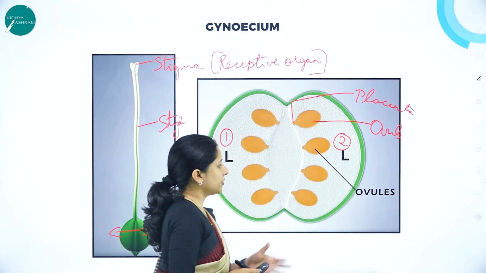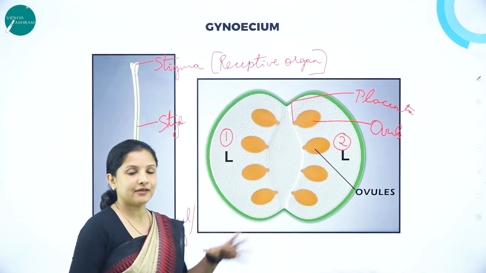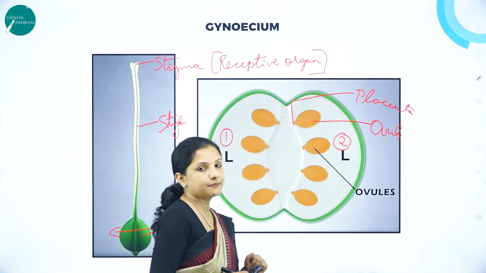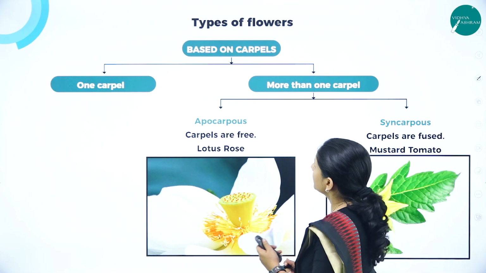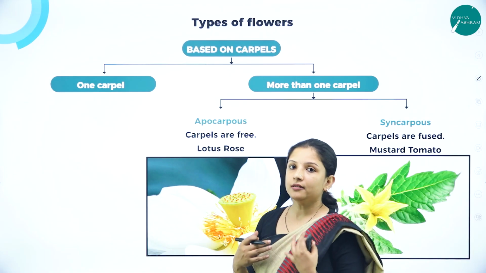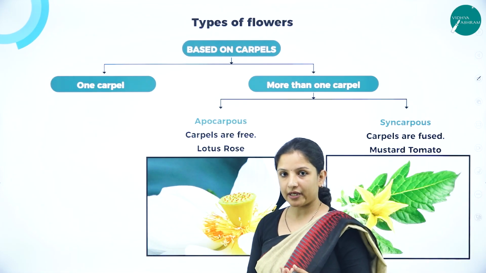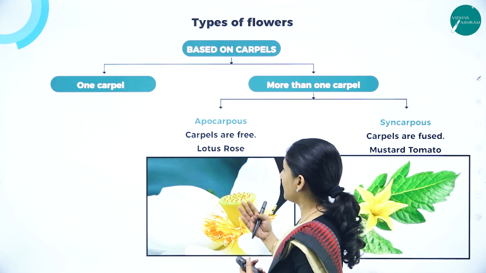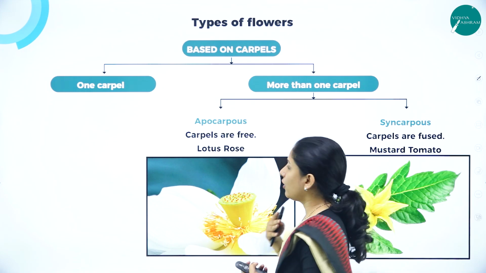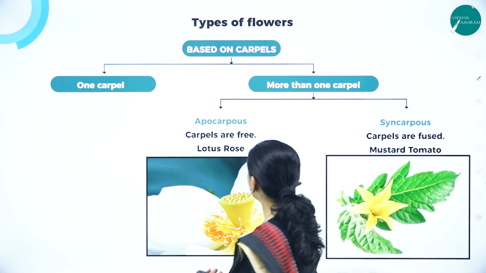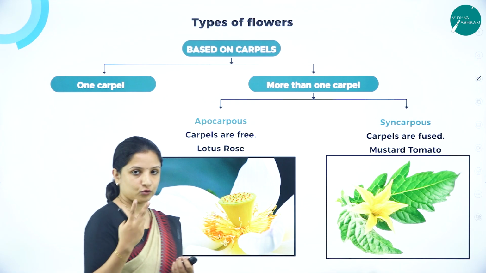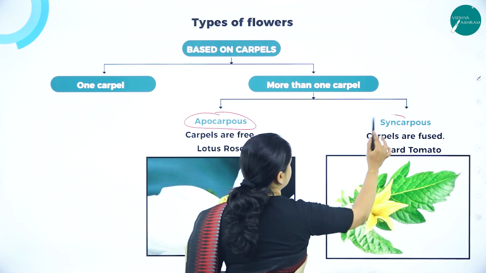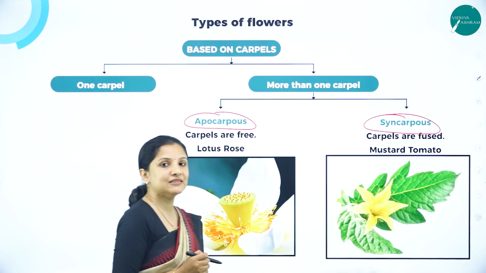And always remember, the ovules will form the seeds and the ovary will form the fruit. That we will study later. So this is about the gynoecium. Next, based on the number of carpels or gynoecium that are present, it can be called one carpel or more than one carpel. So monocarpellary or more than one carpel. So if it is more than one carpel, they are of 2 types. It can be apocarpous or it can be syncarpous. Apocarpous means the carpels are free.